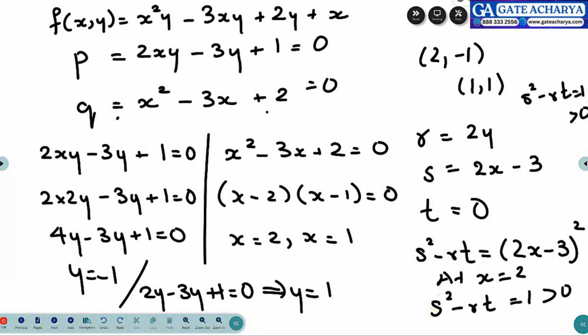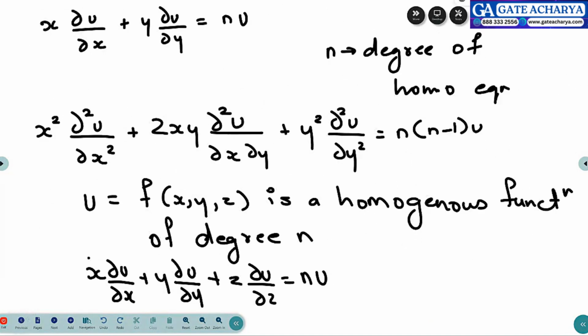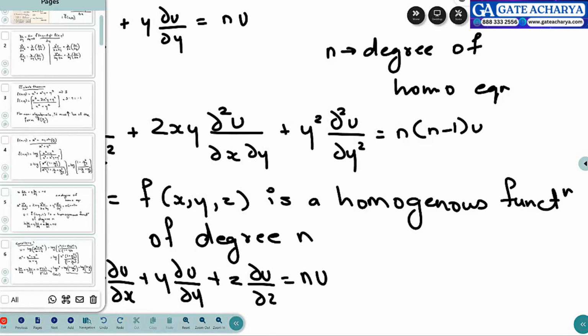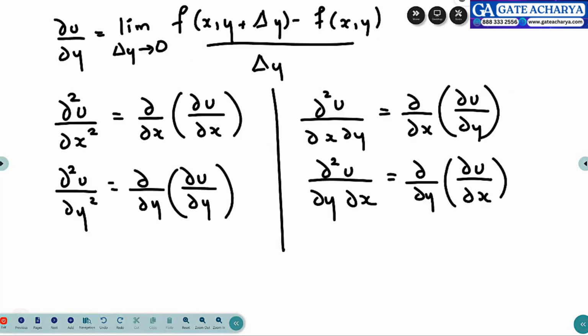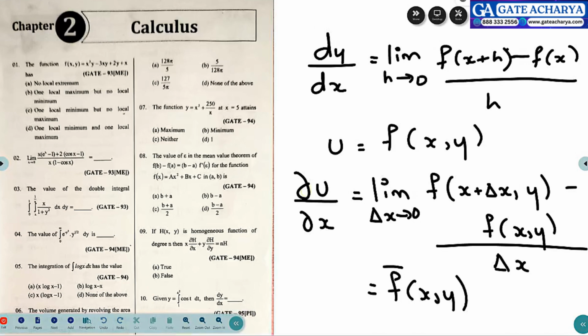Let me show the options. Let's discuss the options now. That's the tricky part here. What are the options? No local extrema, one local maxima but no local minima, one local minima but no local maxima, one local minimum and one local maximum. Which is the correct option? No local extrema.